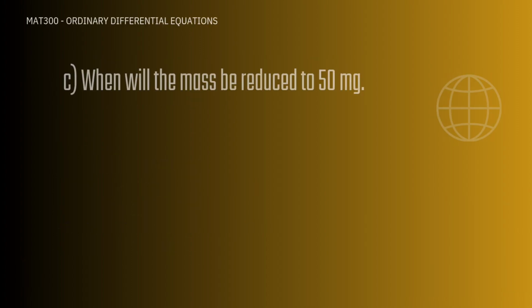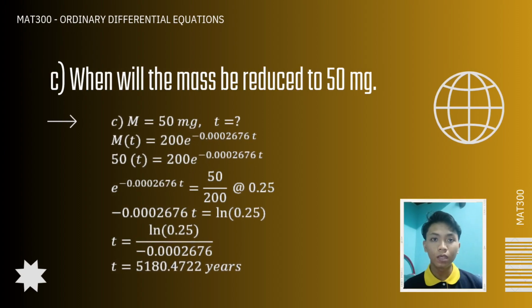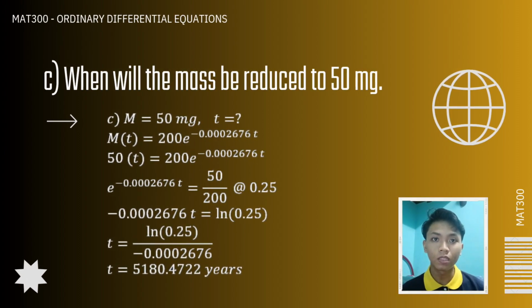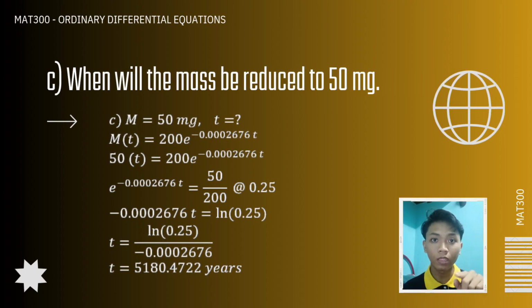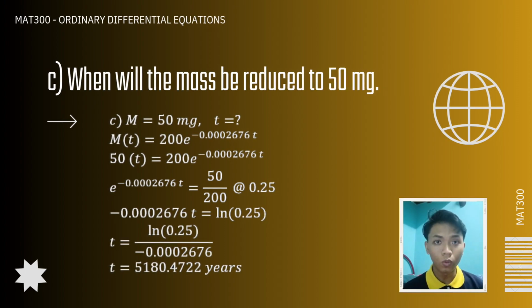The last question, we need to find the time when the mass is equal to 50 milligrams. So we need to find t. To solve this question, we still use the formula from the first question, which is M equal to 200 exponential negative 0.000267t. We substitute the value of M with 50 milligram, and then we get the value of t as 5180.4722 years. So that's our time.